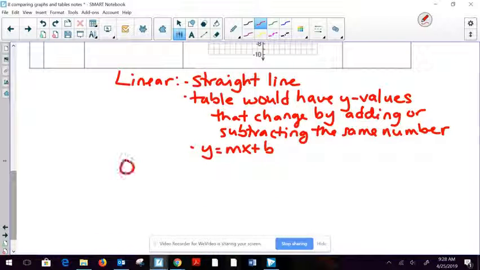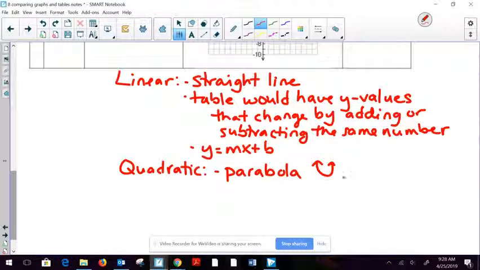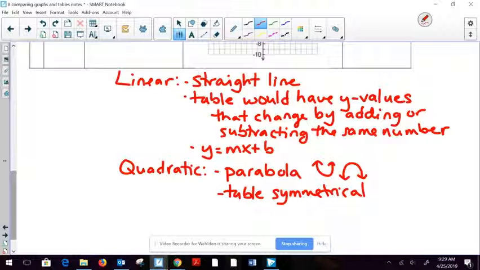Quadratic equations would have a parabola-shaped graph. So it's either going to be a U or an upside down U. The table would be symmetrical. Or if you're looking at the equation, it would have an x squared in the equation.